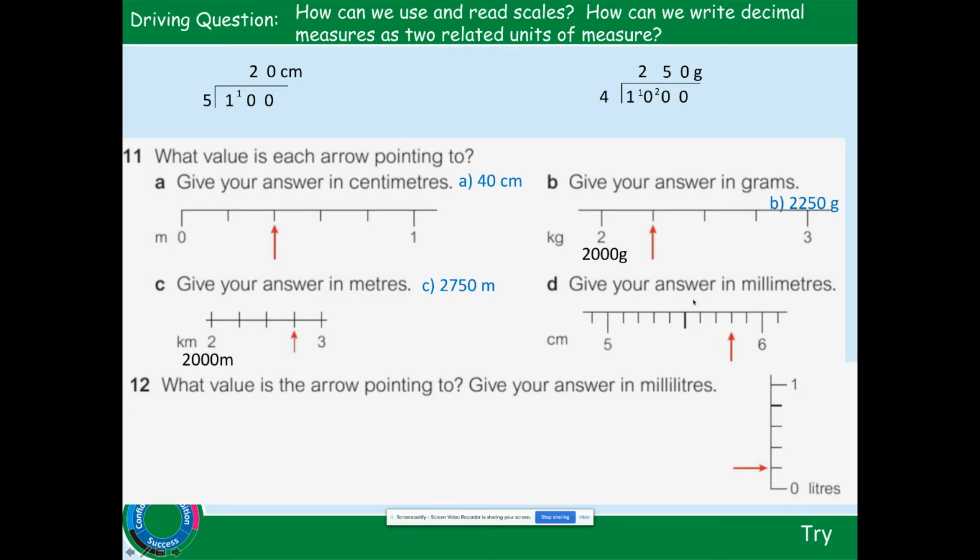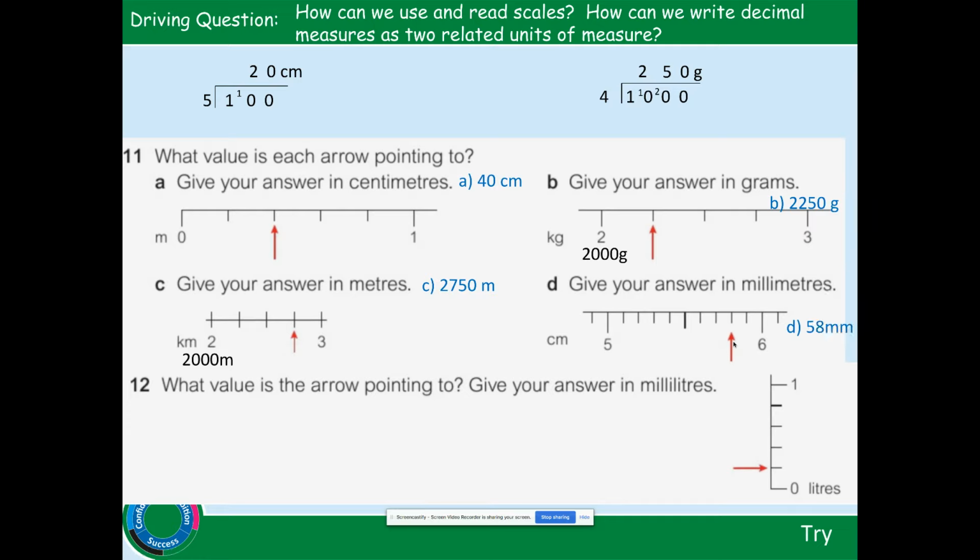So D, give your answer in millimetres. We're in centimetres. We've got a whole centimetre from here to here. So this is like on your ruler. If you just check your ruler, this is actually 50 millimetres up to 60 millimetres. So just check our jumps. 1, 2, 3, 4, 5, 6, 7, 8, 9, 10. We've got 10 jumps. So this is exactly like your ruler. Pretend we're in millimetres then. So that's 50, 51, 52, 53, 54, 55, 56, 57, 58 millimetres.